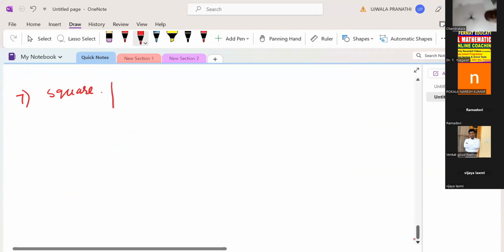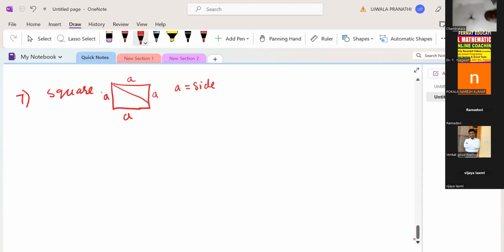So this is the figure here, square. This is the side A. All sides are equal. Then the quadrilateral is called a square. This is the diagonal. This is the diagonal. And in the nomenclature, A is the side, and this is called D, the diagonal. So D is the diagonal.